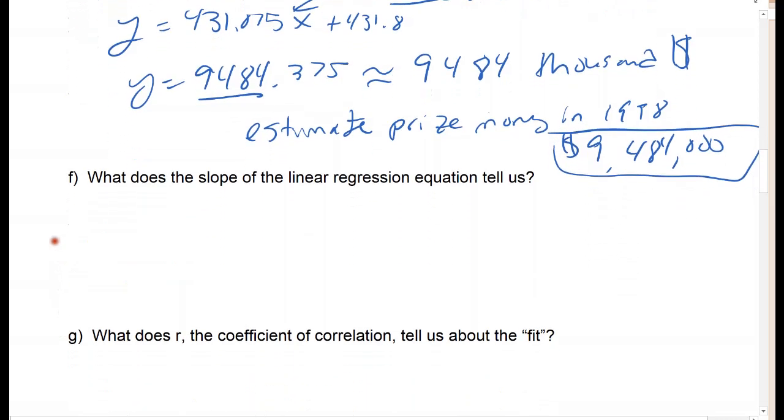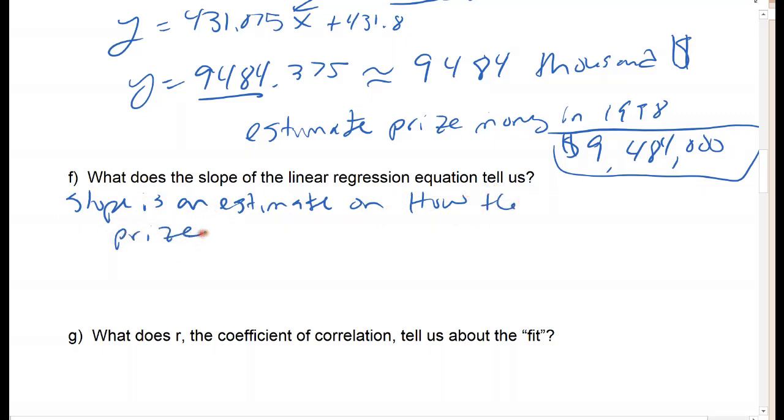Well, slope is important. It's always important to understand what slope tells you in any equation, and what it is telling you in the linear equation. Well, it's an estimate, because it's our best fit. It's an estimate. So the slope is an estimate on how prize money is increasing per year.